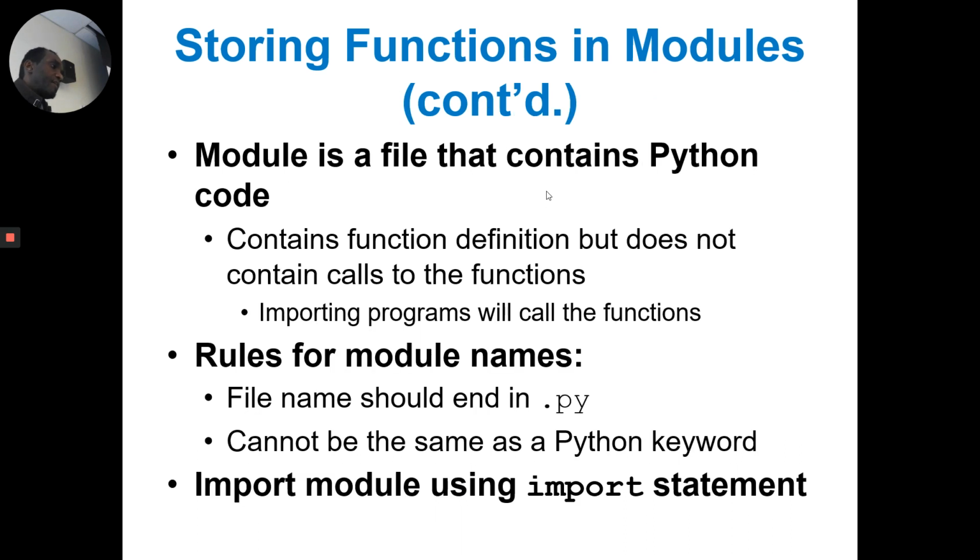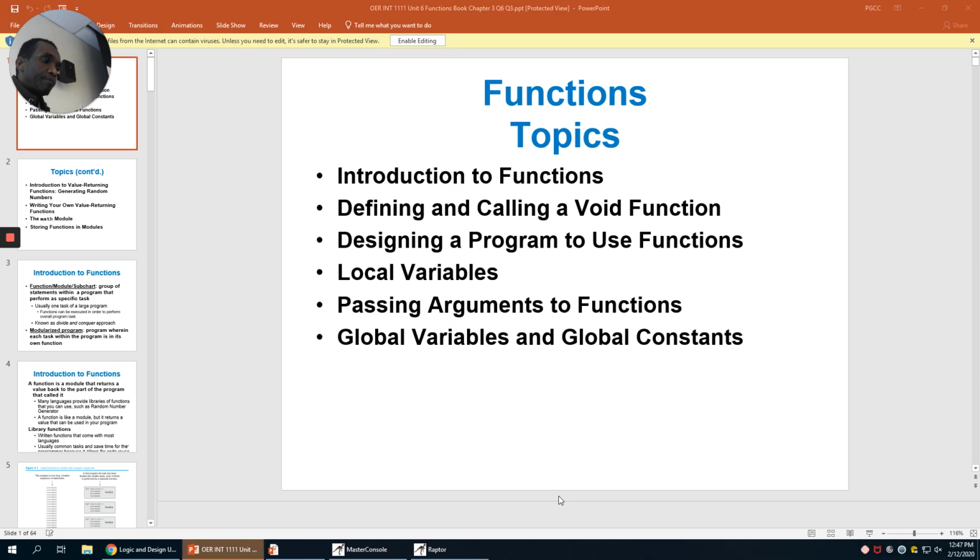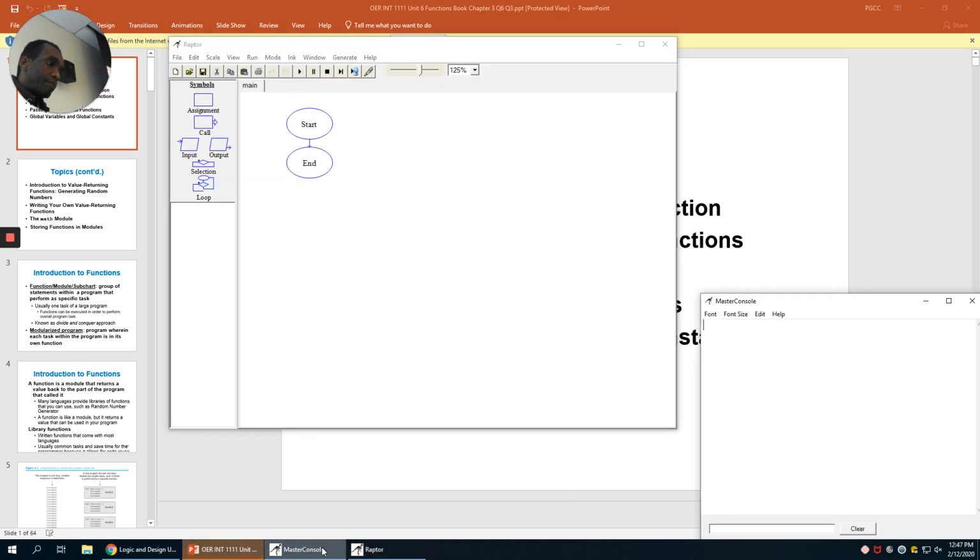A module is basically a file that contains Python code. It contains function definitions, but does not contain calls to the functions. The importing program will call the functions. Rules for module names: the file name should end with .py, and the name cannot be the same as a Python keyword. Import the module using the import statement. Now let's look at how to do this in Raptor.